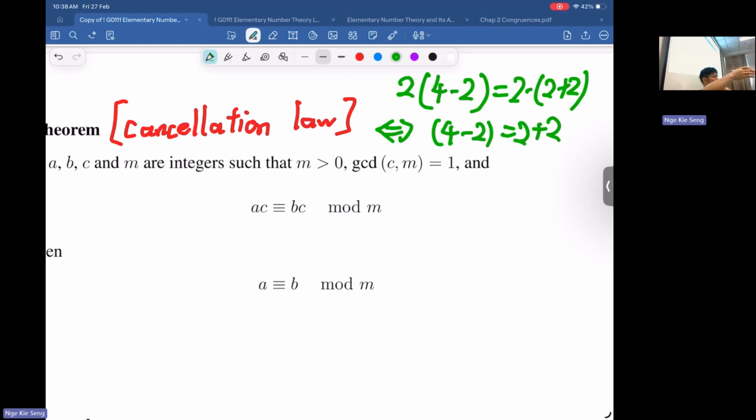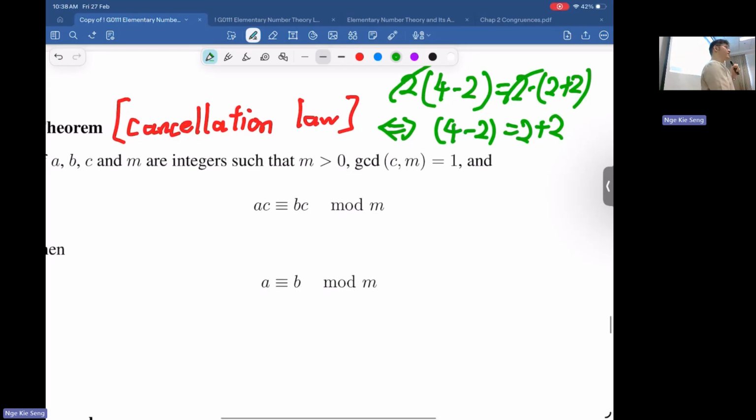I think here we have different nationalities, right? China, Malaysia, Indonesia. Any Indonesian here? Okay. So did you learn this? Can cancel 2 from both sides? What does your maths teacher tell you? Just cancel, nothing else.